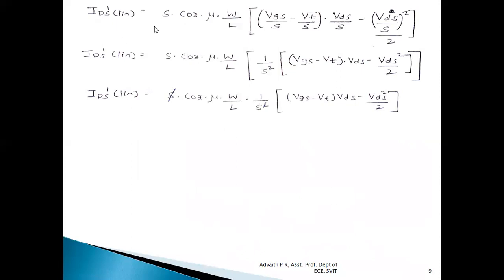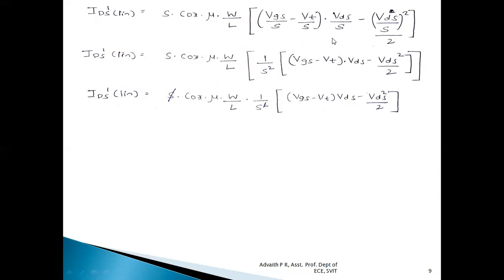IDS dash linear will be equal to S into COX into mu into W divided by L, into VGS dash can be expressed as VGS divided by S, minus VT dash can be represented as VT divided by S, into VDS dash can be represented as VDS divided by S minus VDS divided by S the whole square divided by 2. So what we have done here is we have applied the scaling formulas, whatever we have seen previously.